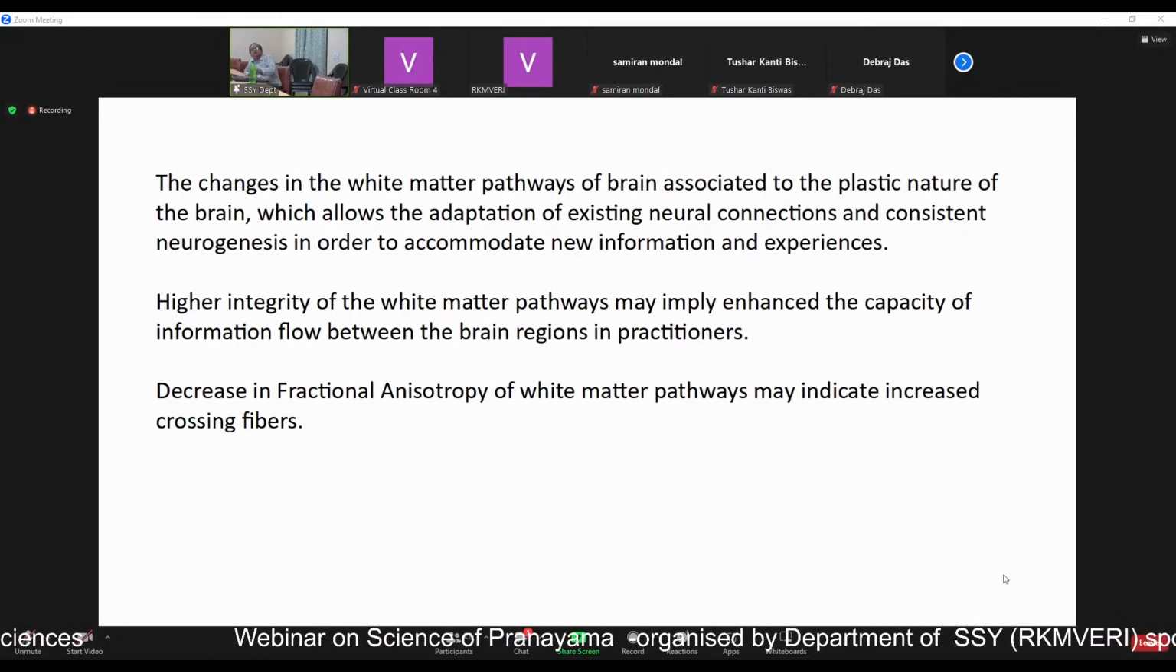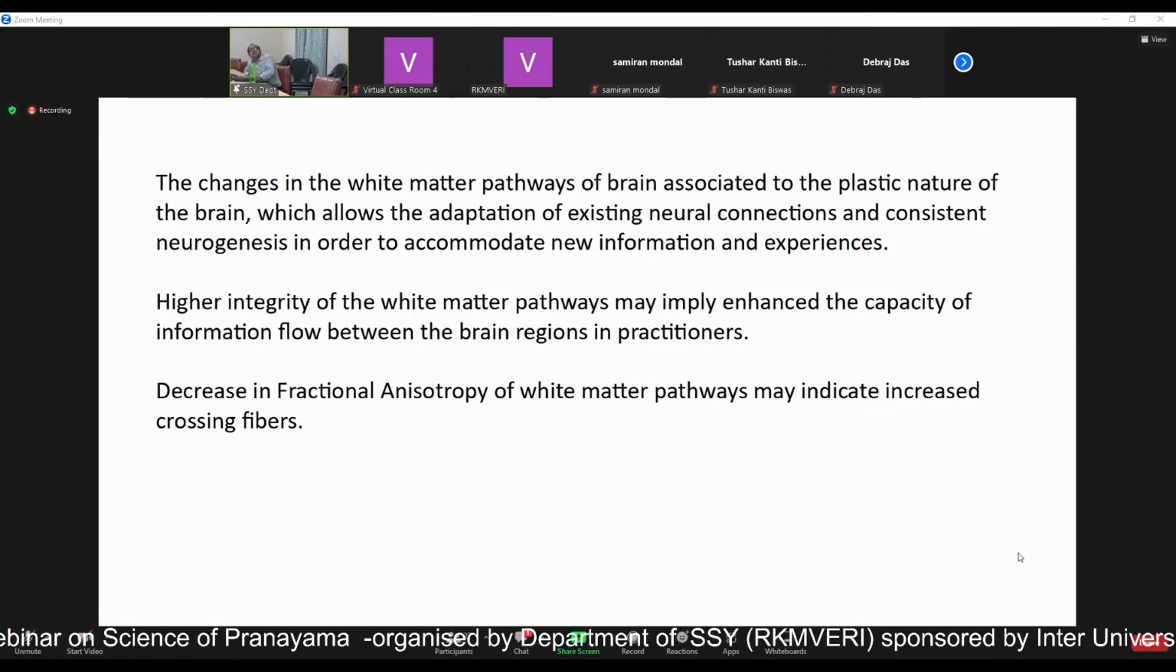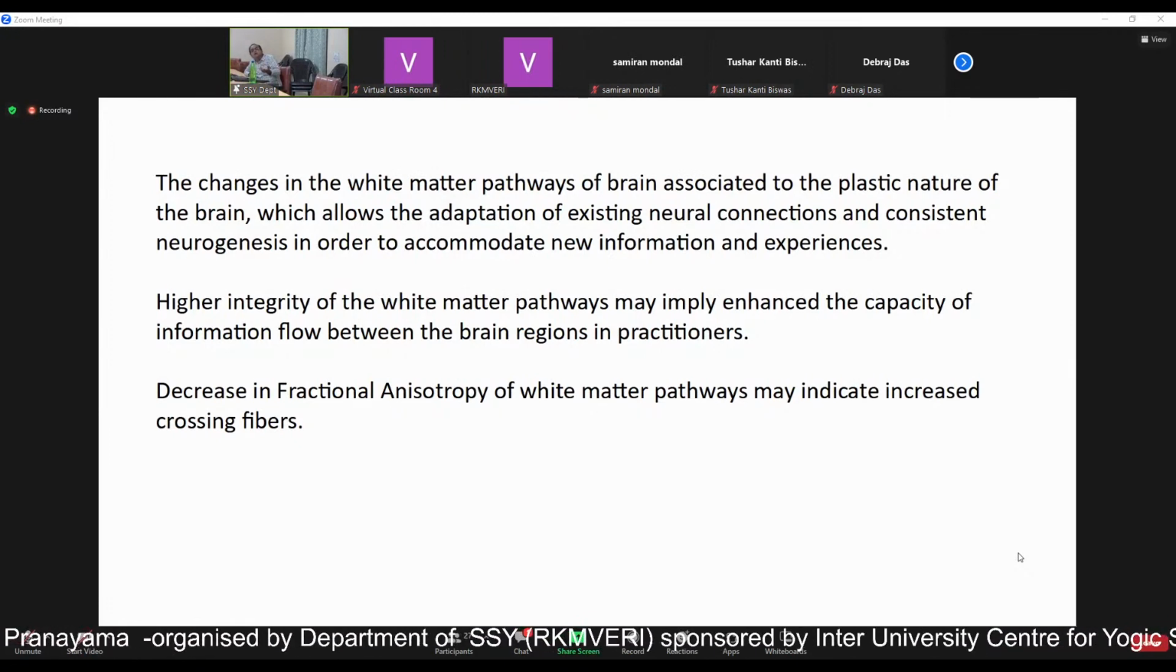So the brain is plastic. Basically, the brain keeps changing. Plasticity indicates that, and it allows the adaptation of existing neuronal connections and consistent neurogenesis. Neurogenesis means basically the production of new neurons. So this also happens, we know, in adulthood.